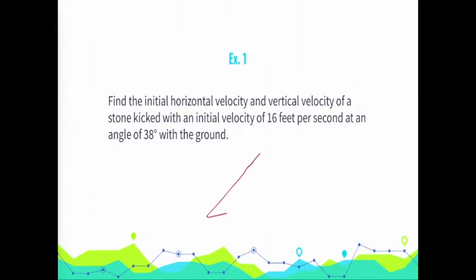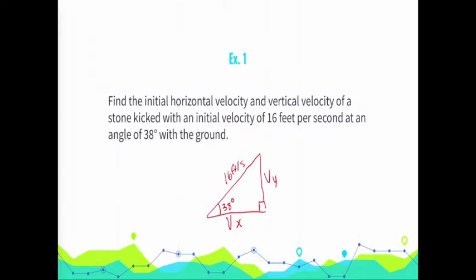So, all right, we can make this into a right triangle. 16 feet per second is the initial velocity. That's going to be the hypotenuse of the right triangle. At an angle of 38 degrees with the ground, we need to solve for the, we'll call this Vx and Vy, the horizontal and vertical velocities.